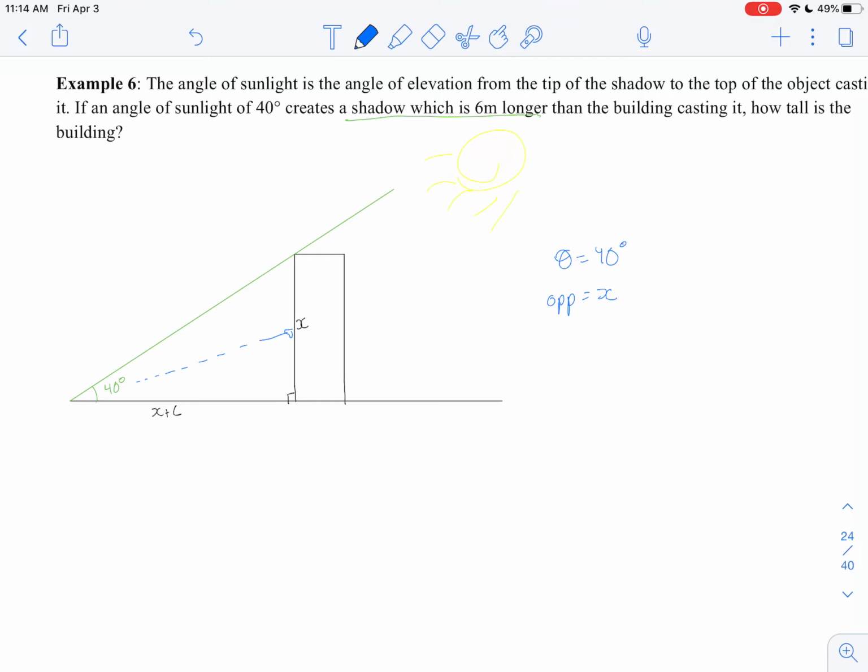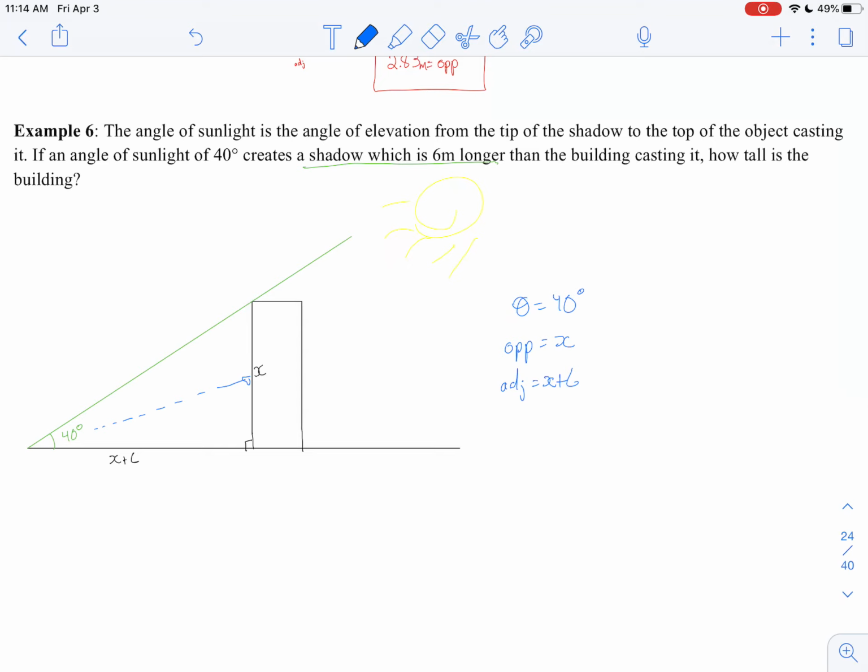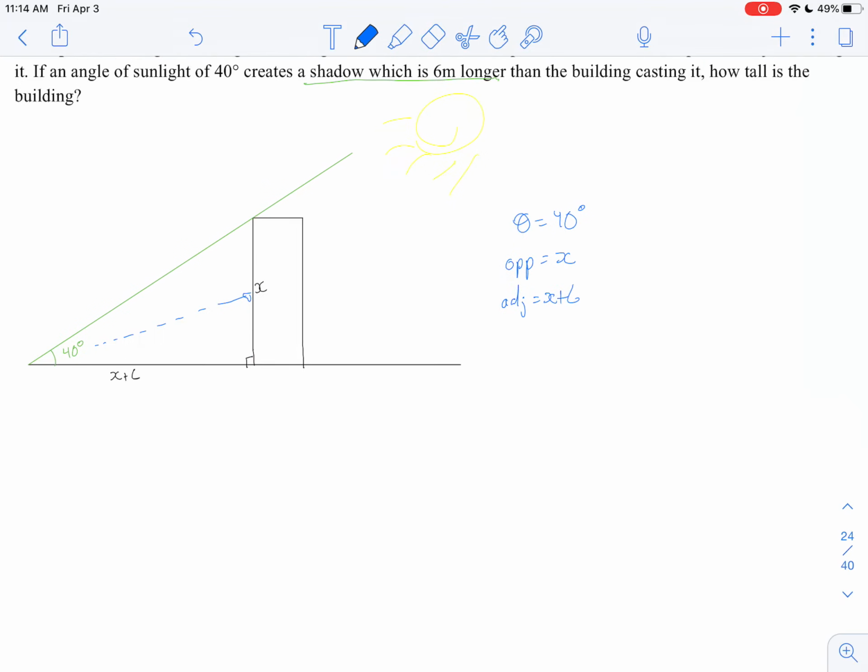And that would leave that as my adjacent. My adjacent is X plus 6. So I've got 2 of my 3 puzzle pieces, and I can simply solve this using my one trig ratio that uses those puzzle pieces. Opposite and adjacent, that looks like a TOA to me, so I'm going to use tan. So tan of 40 degrees is equal to opposite divided by adjacent, X plus 6.